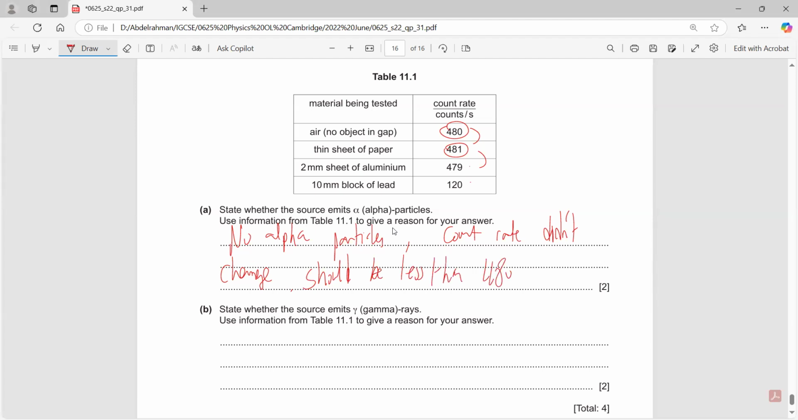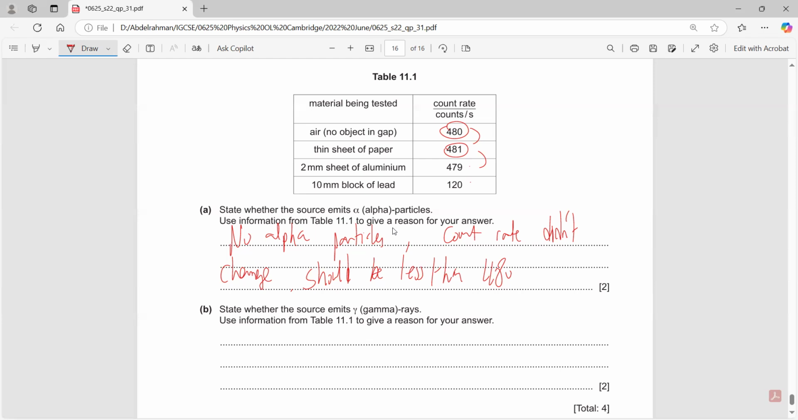Actually, for this question, if he asks you if there are any beta particles being produced, you'd also say no. Why would you say no? Because the number is almost the same. 479 is almost the same as 480. 481, 479, they're not numerically the same number, but experimentally, if you remember from paper 6, we always say whether it's within the range of experimental accuracy or not. Is it within the range? Definitely, it is within the range.